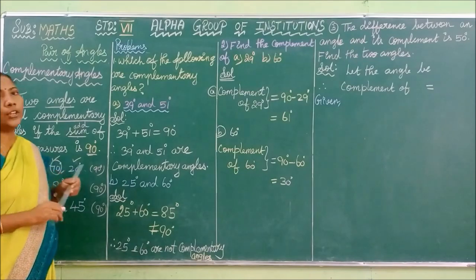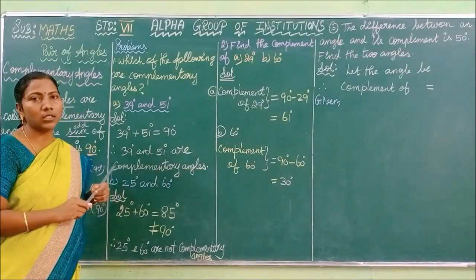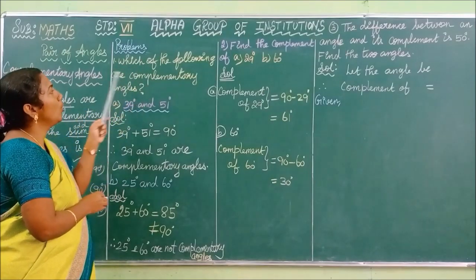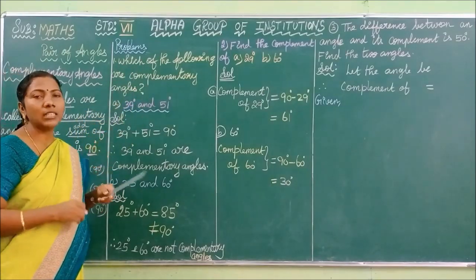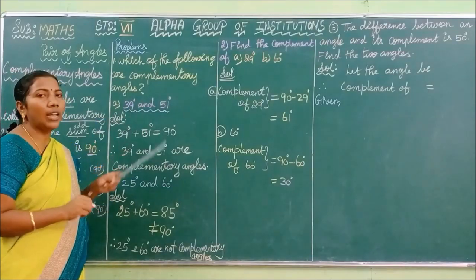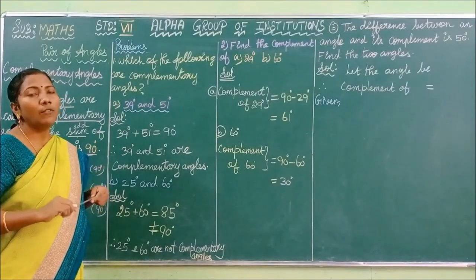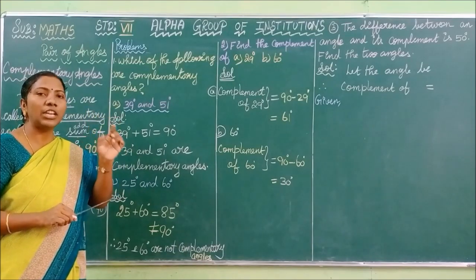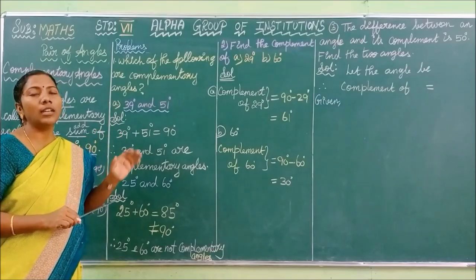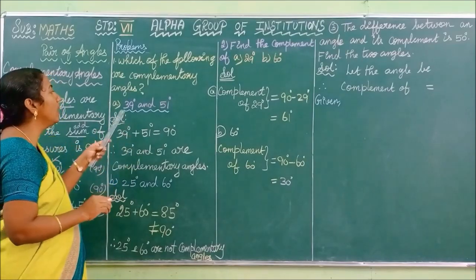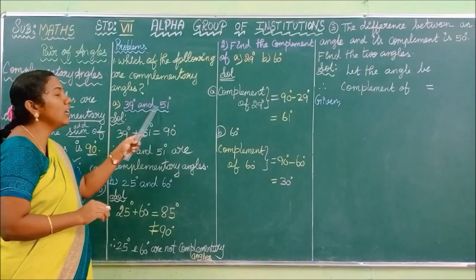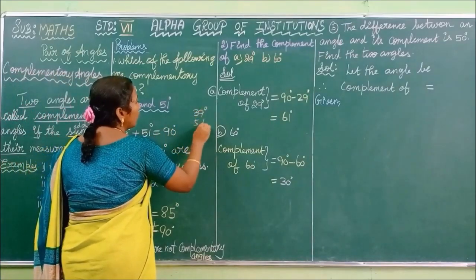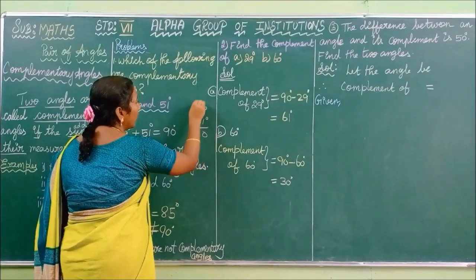Next we are going to do some problems based on the concept of complementary angles. See the first sum. Which of the following are complementary angles? We have to check whether the given angles are complementary or not. We know by the definition of complementary angles, if the sum of the two angles is equal to 90 degrees, then we call them complementary angles. See here, the first sum is 39 degrees and 51 degrees. So we have to add the two angles, 39 plus 51 degrees: 9 plus 1 is 10, remainder 1.